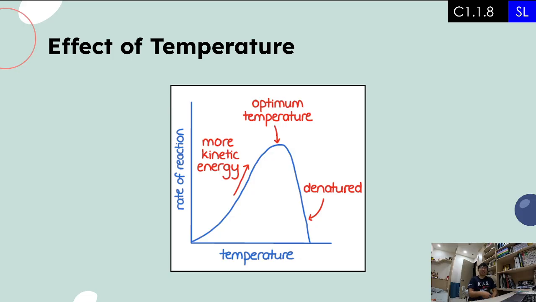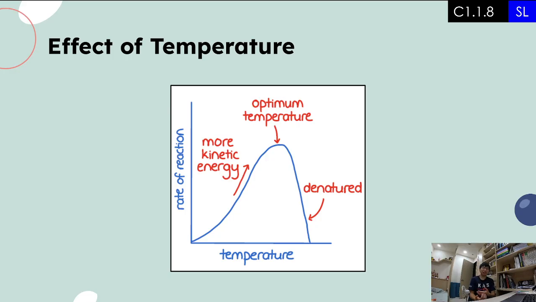So temperature's effect on enzymes. When temperature increases, that's more kinetic energy, right? So that's more activation energy. And also more collisions because molecules move faster when there's a higher temperature. So the rate of reaction will increase as the temperature goes up until it reaches the optimum temperature.